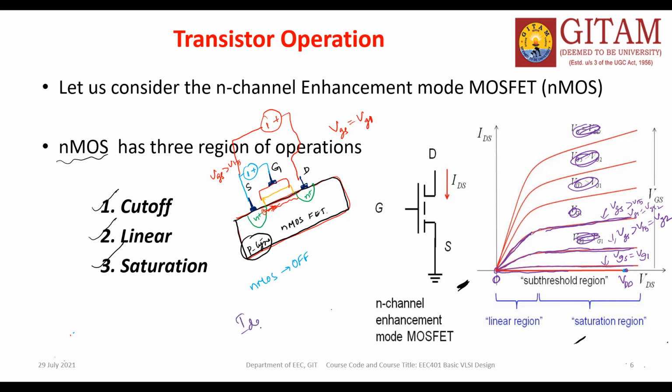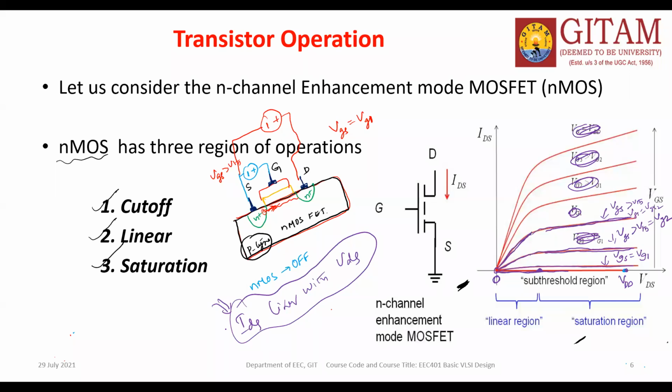when IDS has a linear relationship with VDS for certain values of the VDS, IDS is linear with the VDS. There is a linear relationship that exists between IDS and VDS. Clear? So this is called the linear mode of operation.